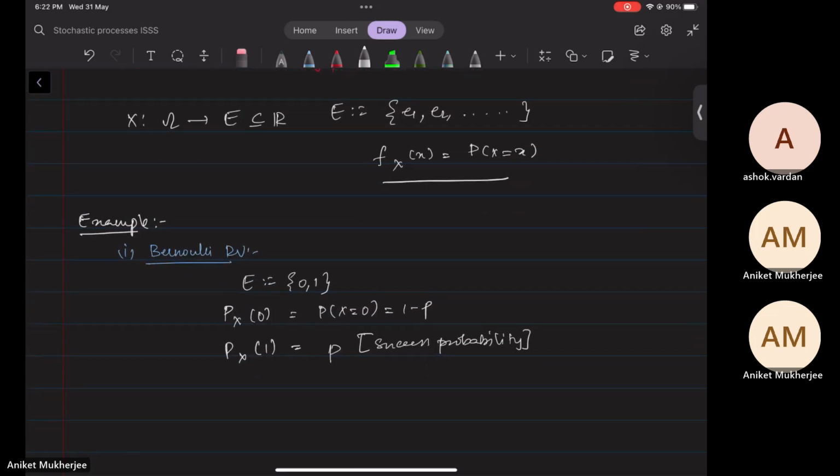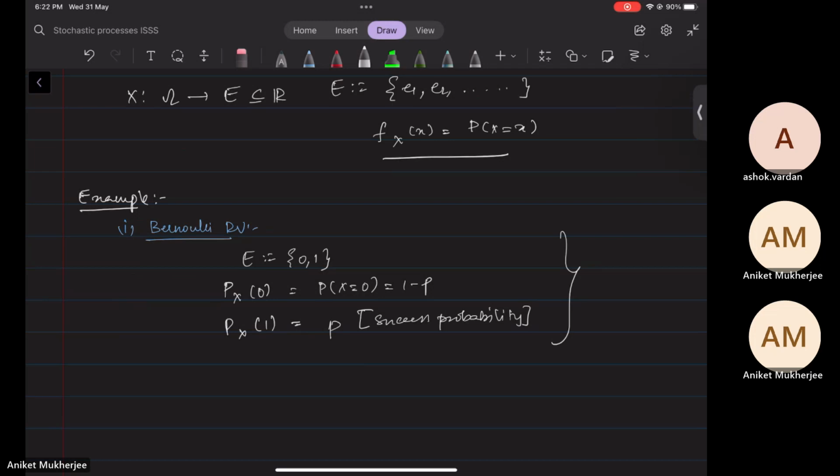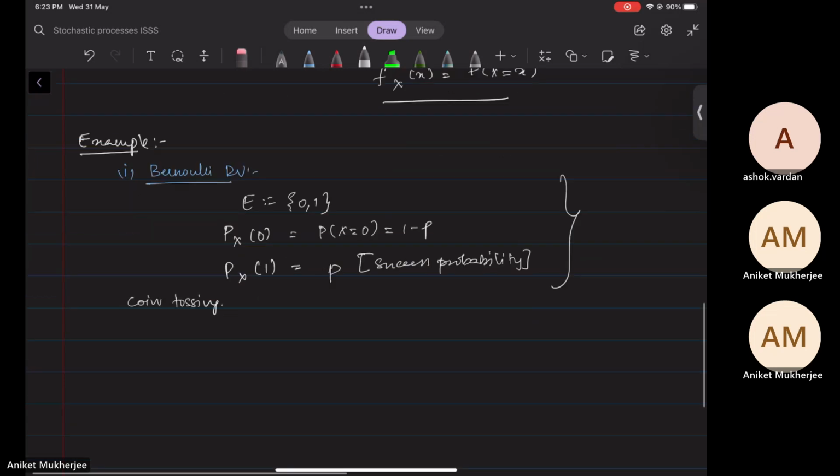Okay, so could you give some examples of what a Bernoulli random variable in real life could be, where you could model some process as a Bernoulli random variable? Coin tossing events can be modeled as a Bernoulli random variable.